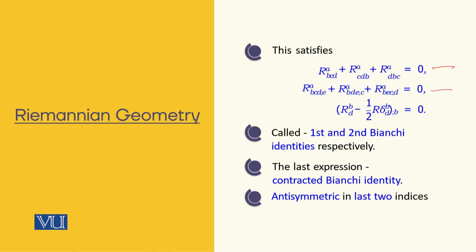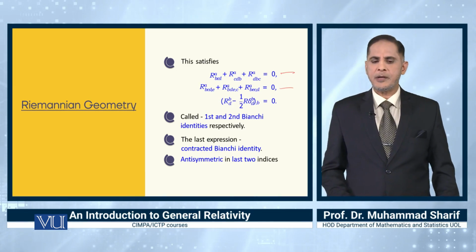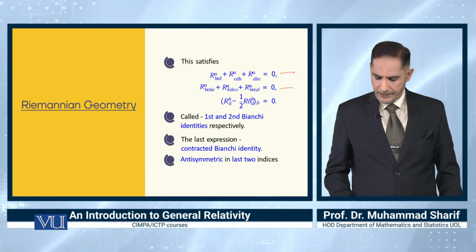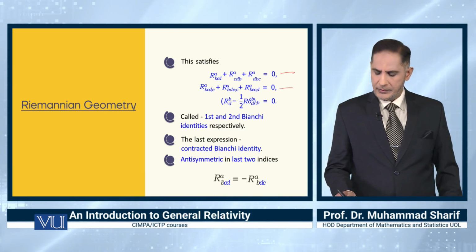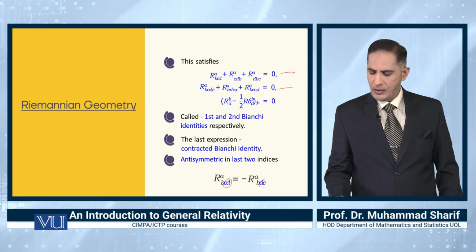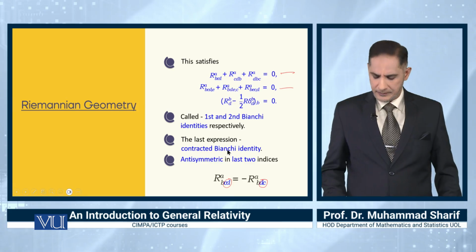Now, this curvature tensor has anti-symmetry properties in the last two indices. Say, if you are considering R A B C D, you can see that if we interchange C D to D C, we have a negative sign. So this means this is the property of anti-symmetry.